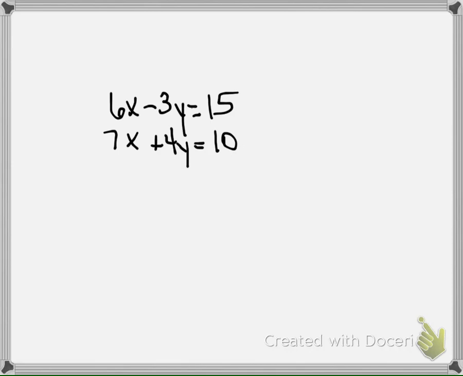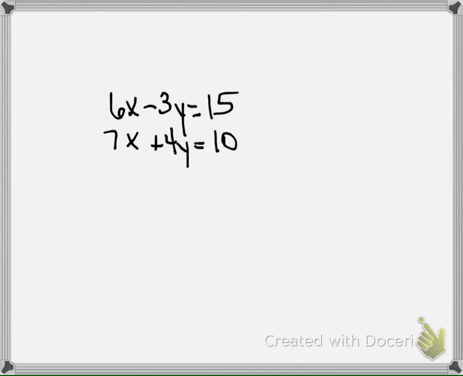Oh, they don't cancel out. So okay, what if we multiply both equations by something? We're going to have to figure out what. Why would you do that? Because then they'll match up.